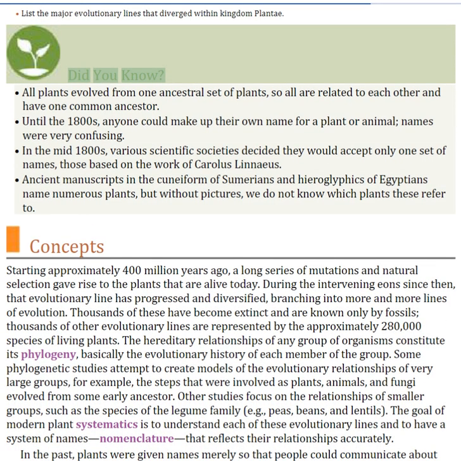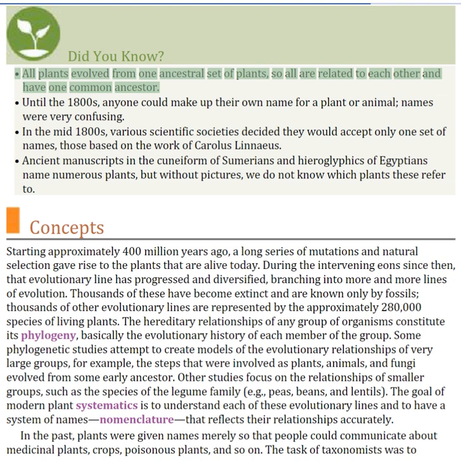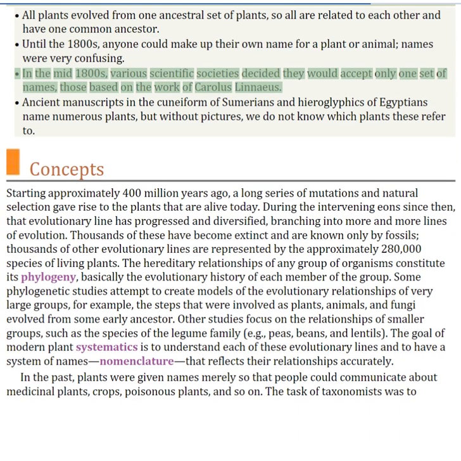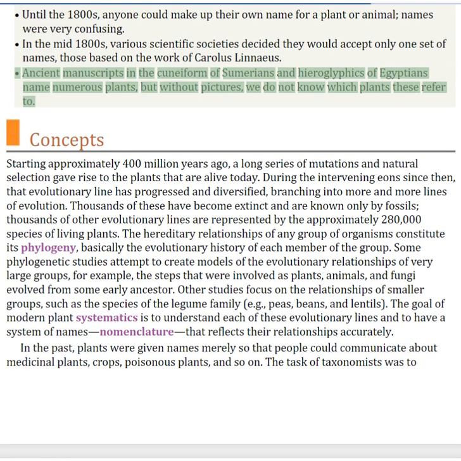Did you know? All plants evolved from one ancestral set of plants, so all are related to each other and have one common ancestor. Until the 1800s, anyone could make up their own name for a plant or animal. Names were very confusing. In the mid-1800s, various scientific societies decided they would accept only one set of names, those based on the work of Carolus Linnaeus. Ancient manuscripts in the cuneiform of Sumerians and hieroglyphics of Egyptians name numerous plants, but without pictures, we do not know which plants these refer to.